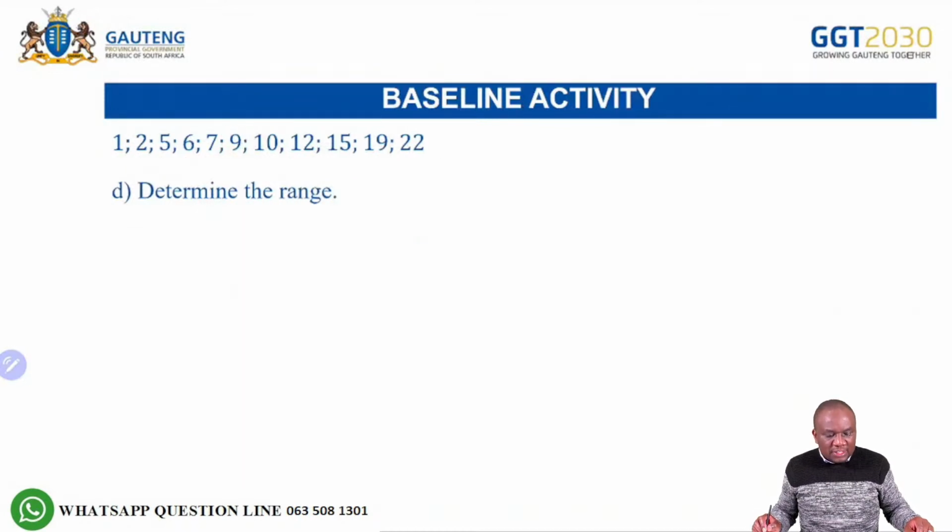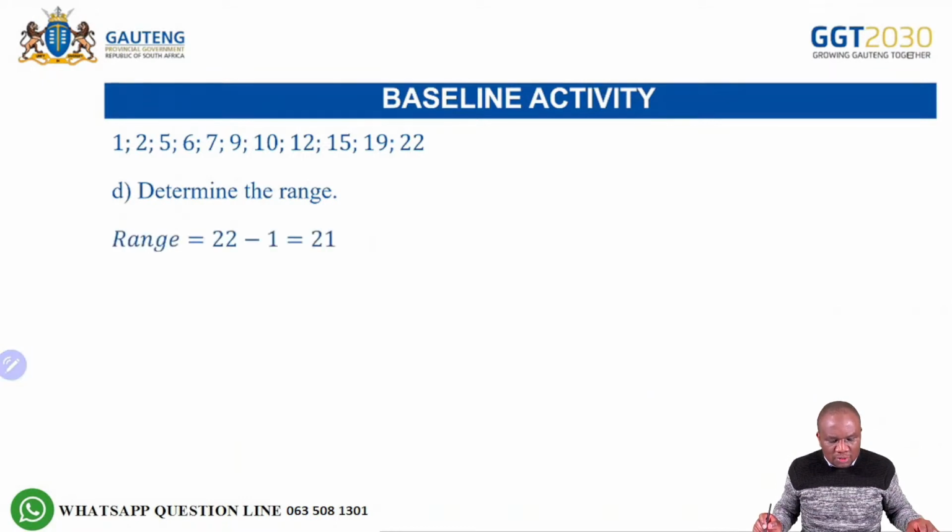And then the range. How do we find the range? Range from the smallest to the largest. We say the largest value minus the smallest value. So it's going to be 22 minus 1, which is 21.